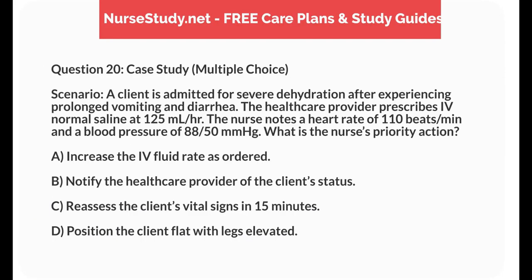Question 20, case study, multiple choice. Scenario: a client is admitted for severe dehydration after experiencing prolonged vomiting and diarrhea. The healthcare provider prescribes IV normal saline at 125 milliliters per hour. The nurse notes a heart rate of 110 beats per minute and a blood pressure of 88/50 millimeters of mercury. What is the nurse's priority action?